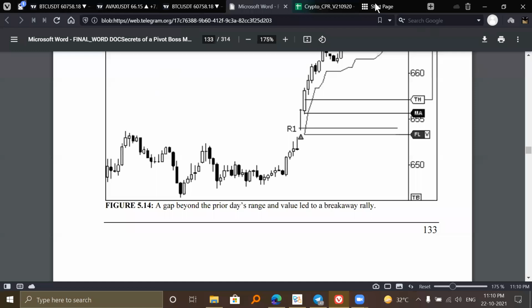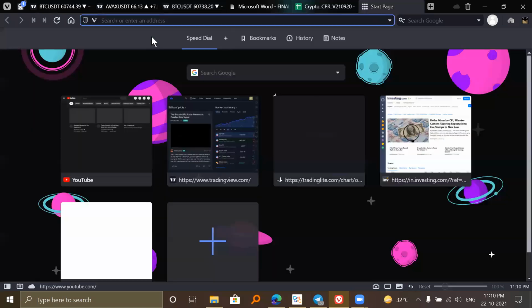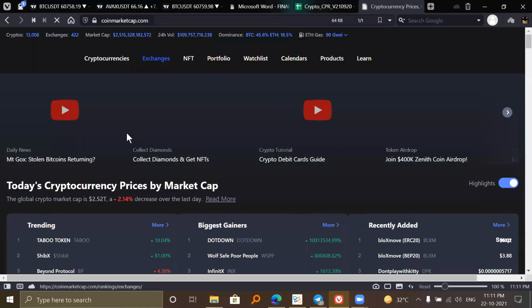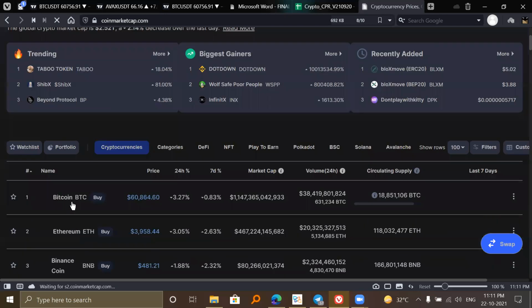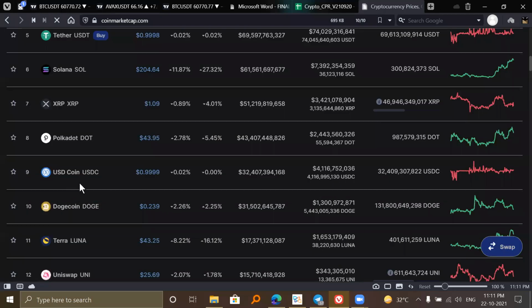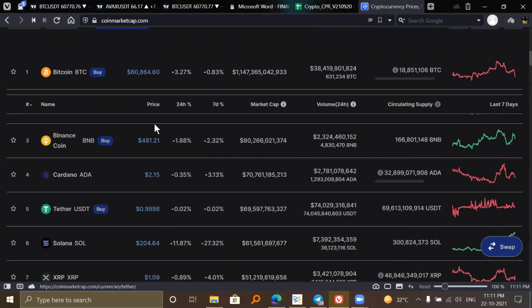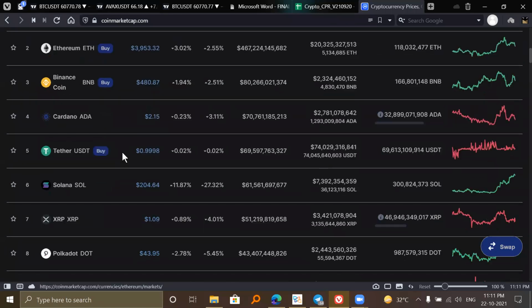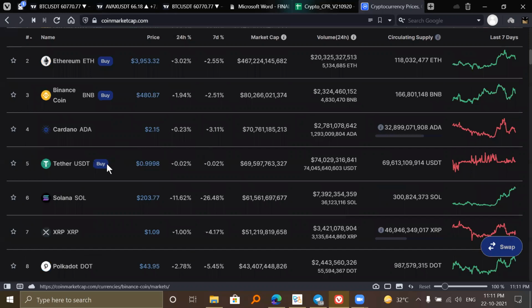I'll just show one thing. CoinMarketCap.com is there. Just open the site and look at the top 20 or 30 coins. These are the very good coins, depending on volatility, volume, price, and intrinsic value. These all are the best coins.